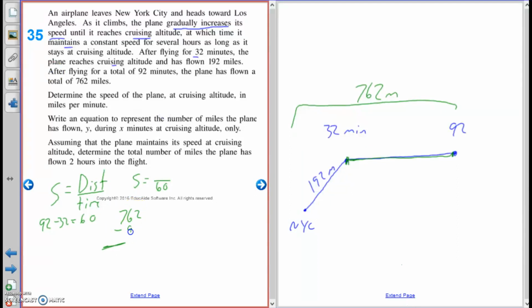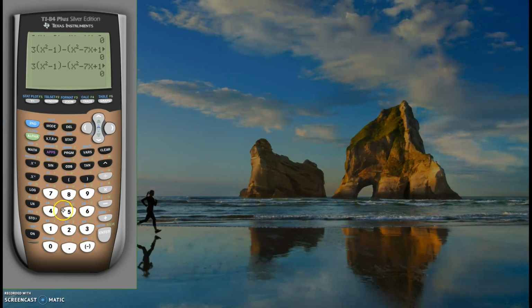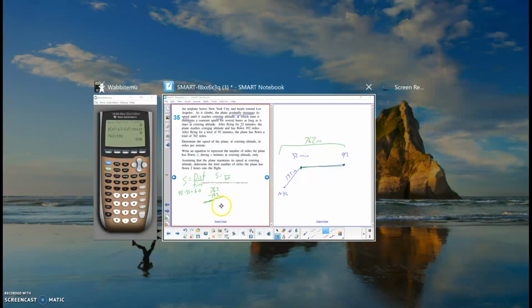762 minus 192. I'm going to use my calculator so I don't make any mental mistakes here. 762 minus 192. Sorry, I almost made a mistake there. 762 minus 192 is 570. I'm just checking the numbers here. So 570.